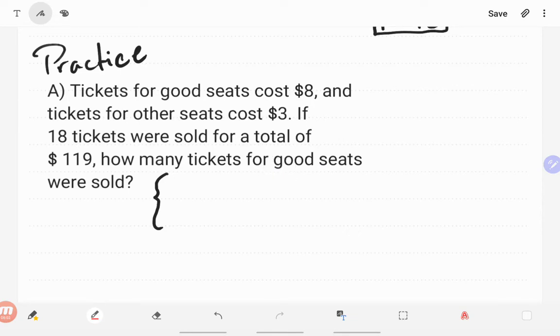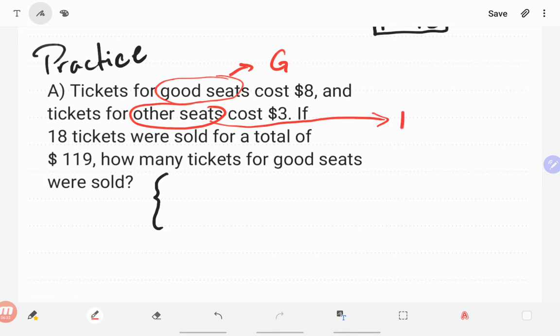So let's let good seats be G. And for other seats, let's make that something like S, because O looks so much like a 0.